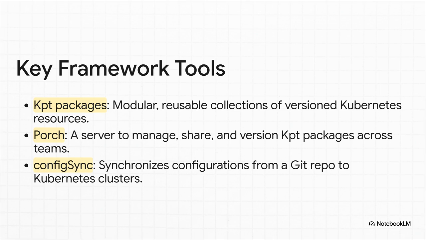And finally, we have the third tool, ConfigSync. This is the engine that closes the loop and makes the entire GitOps workflow a practical reality. ConfigSync is the crucial link between your library of packages managed by Porch and your live network infrastructure. It's a small software agent that you run inside your Kubernetes clusters, and its only job is to constantly watch your central Git repository. The moment an approved change is committed and merged into the main branch of that repository, ConfigSync sees it, automatically pulls the new configuration, and applies it to the cluster.